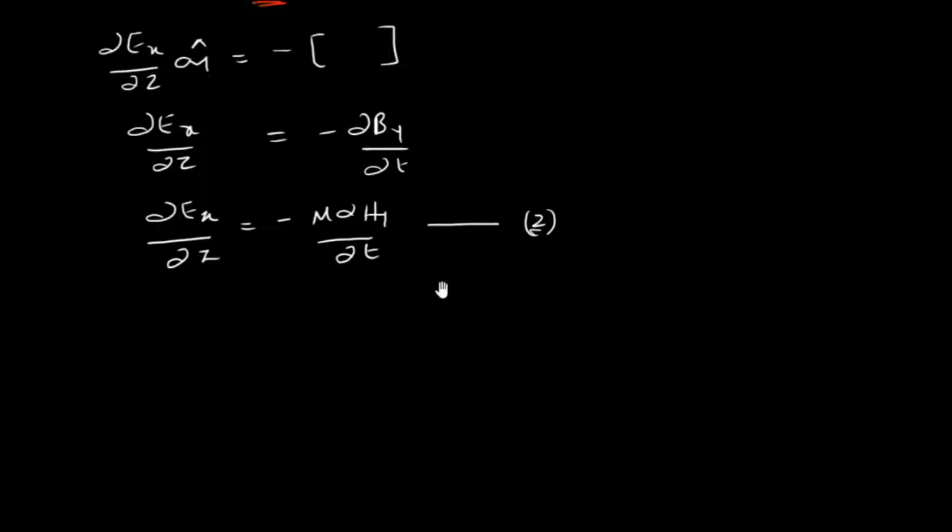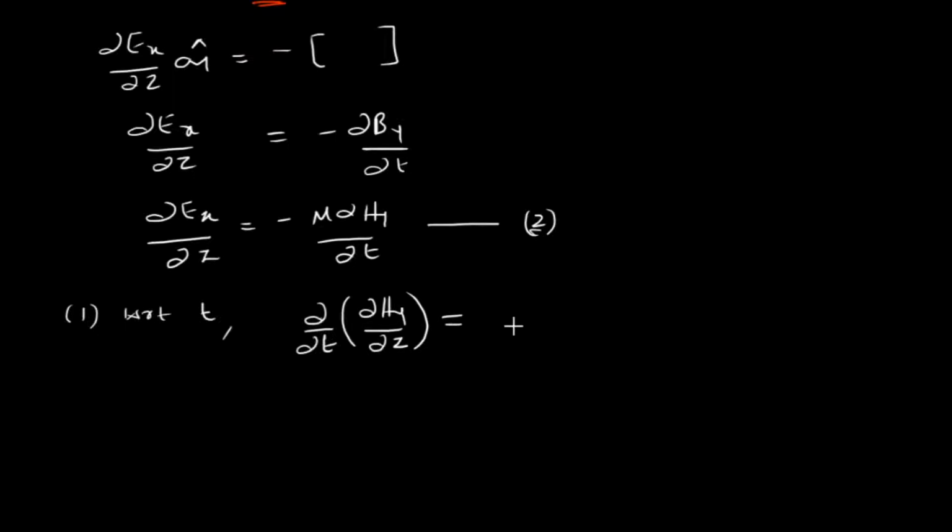Agree? So somehow we need to relate equation number 1 and 2. For that, I do some mathematical adjustments, as I call it. So we take partial derivative of equation 1 with respect to t. Let me take partial differential of equation 1 with respect to t, time. So if I partially differentiate equation 1 with respect to time, I have to partially differentiate the variation of Hy along z direction with respect to time, right?